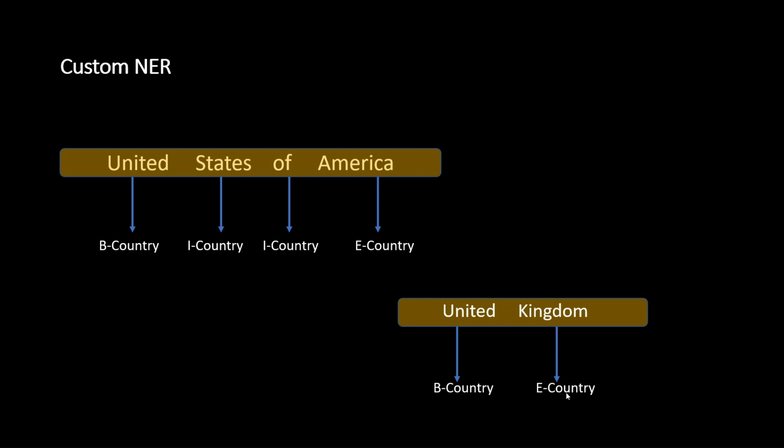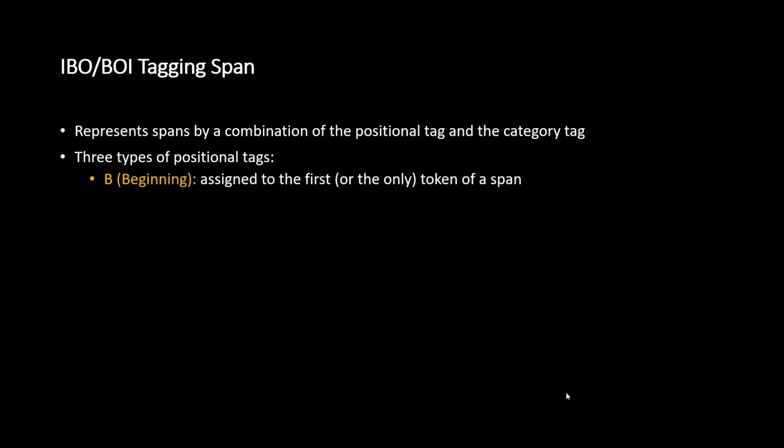Unlike POS tagging, where each word is assigned a POS tag, named entities can span more than one word. What is a span? A span in NLP is simply a range over one or more contiguous words. These spans can be represented by a combination of a positional tag and a category tag. There are three types of positional tags. One is beginning, which is assigned to the first and the only token of the span. This is the B tag.